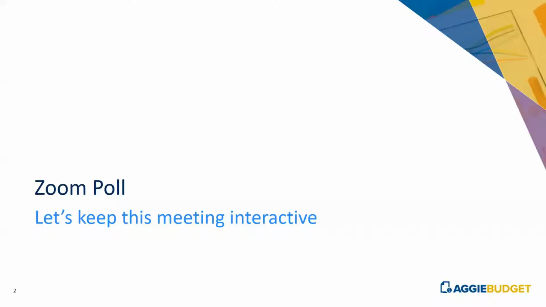If you're not sure what your role is, I recommend checking in with your department admin. If you're not sure who your department admin is, Karen, where's the best place for someone to find out who their department admin is? There's a link actually on the Getting Started page of the AggieBudget website. You can click and it says Department Admin, and that report will pop up. All right, great. Thank you, Karen. All right, let's continue.